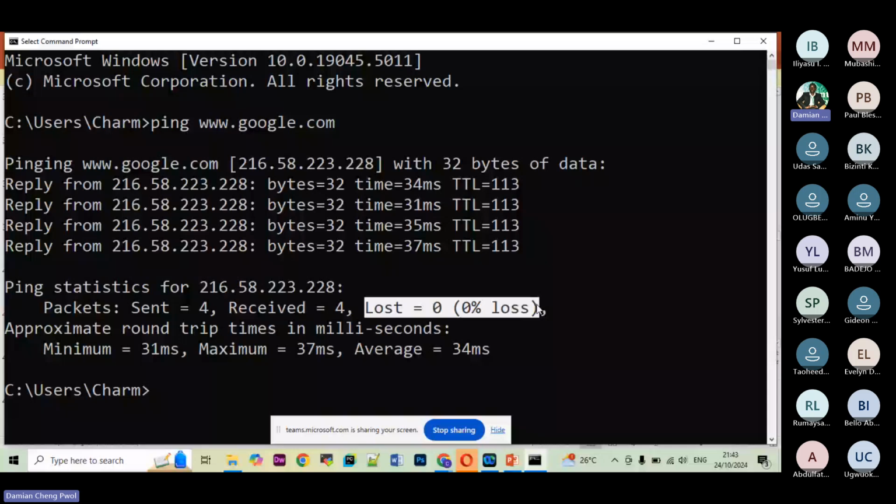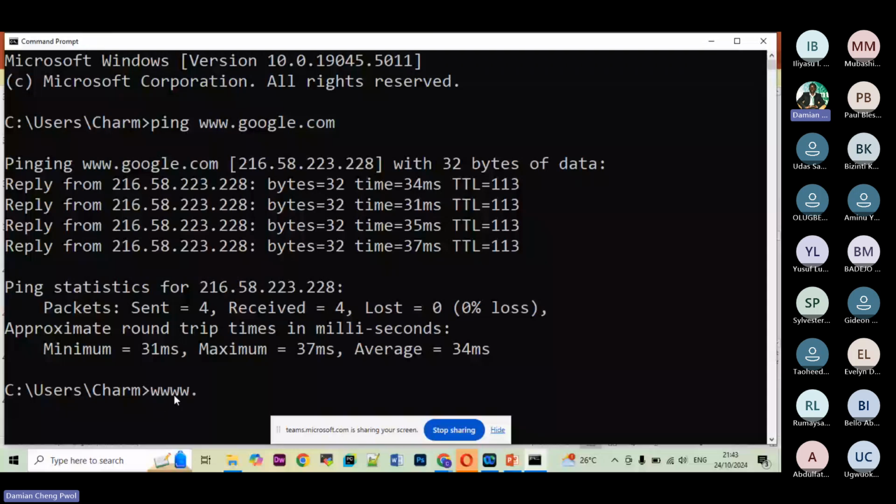The approximate round trip time in milliseconds, the time it took to send and receive, is 31 milliseconds. The maximum among these is 37 milliseconds, which is also captured here, as you can see. So the average time for this communication to take place is 34 milliseconds. What we are saying is that we use pinging to test communication, whether the server exists.